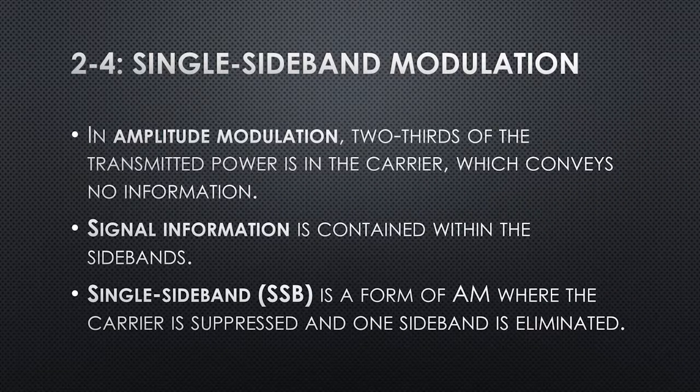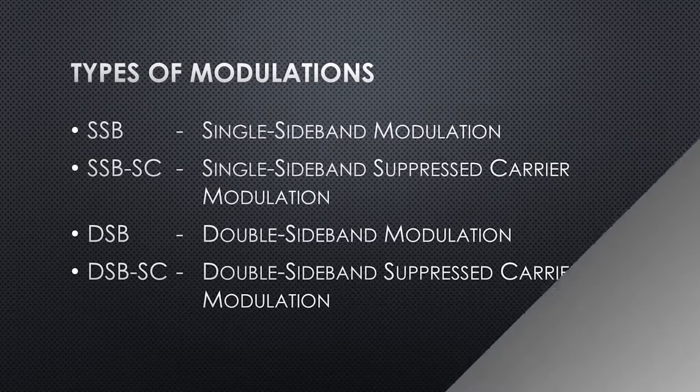Now we are entering the last part of this video, where we talk about single sideband modulation. In amplitude modulation, 2/3 of the transmitted power is in the carrier, which conveys no information. Besides, signal information is contained within the sidebands. Single sideband, SSB, is a form of amplitude modulation where the carrier is suppressed and one sideband is eliminated.